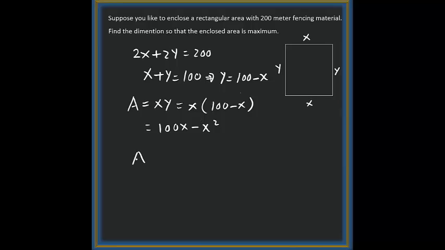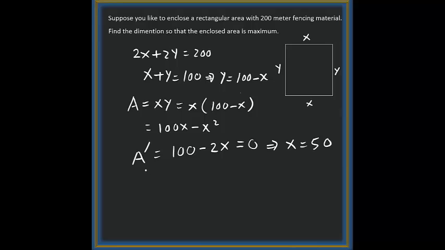Since we are looking for maximum and you know calculus, let us use calculus to take the derivative with respect to x. That gives me 100 minus 2x, and for the critical point, set equal to 0 and solve for x. Then you see that x will be 100 over 2, which is 50.